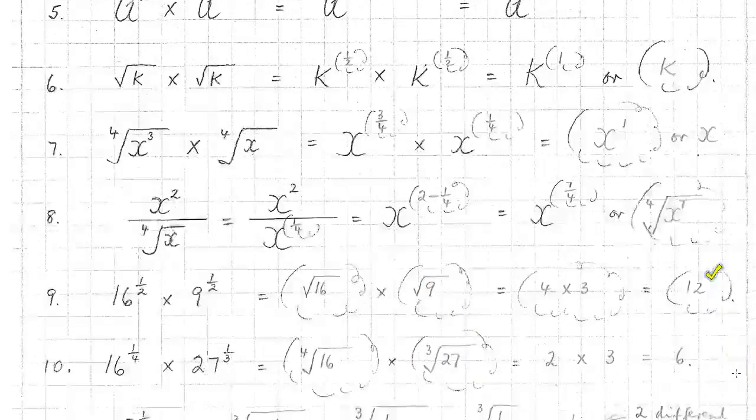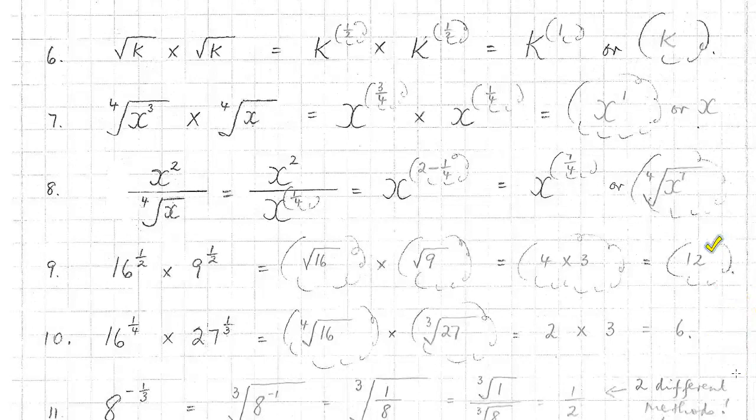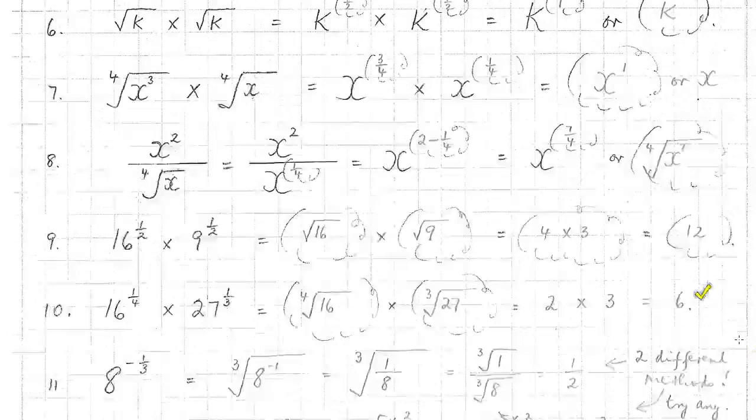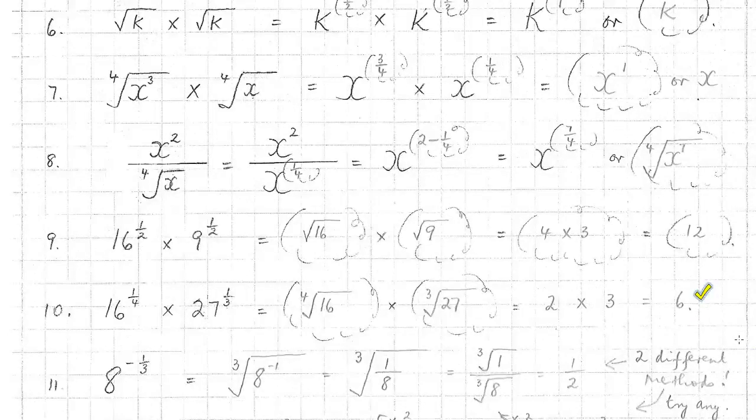Right, number 10. 16 to the power of 1/4, and so on. That's the 4th root of 16. 27 to the power 1/3, that's the cube root of 27. Okay, this is one way of doing it. Here's another. The 4th root of 16 is 2, and the cube root of 27 is 3. If you didn't know that, you'd have to write 16 as 2 to the power 4 and 27 as 3 to the power 3. 2 times 3 is 6, answer.